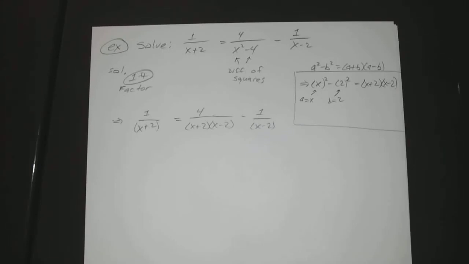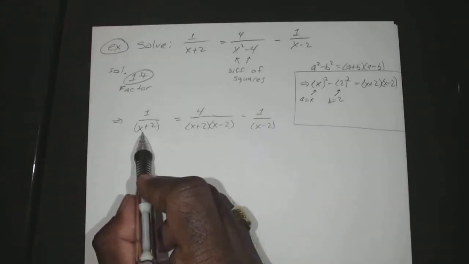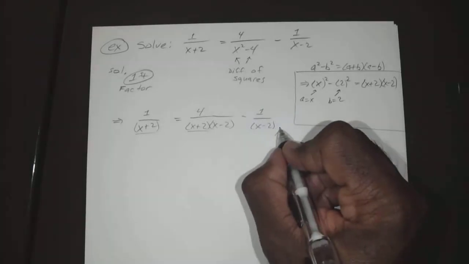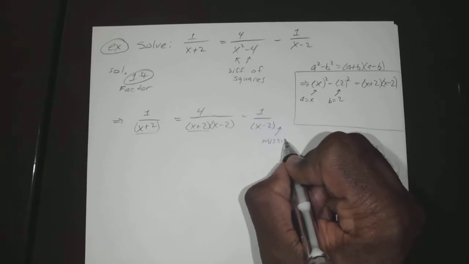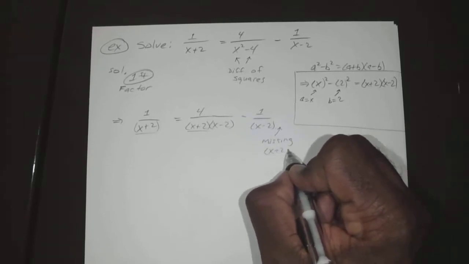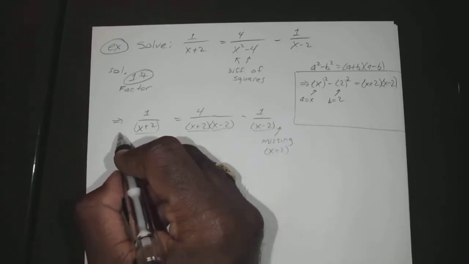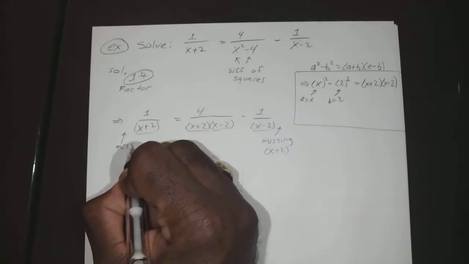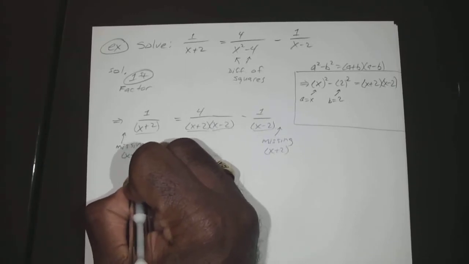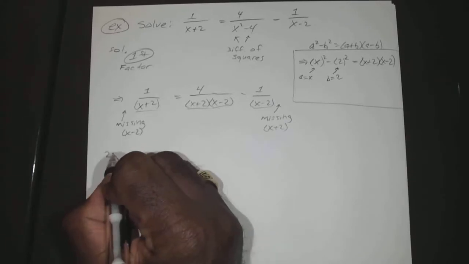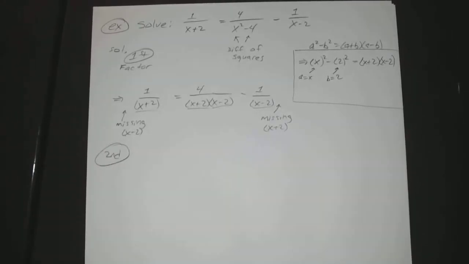The first thing we notice is that we're missing some denominator pieces on some of those terms. We have an x plus 2 here, and x plus 2 here, but we don't have an x plus 2 there. So that's missing an x plus 2. You have an x minus 2 here and an x minus 2 there, but this one's missing our x minus 2. Which brings us to our second step of matching the denominators.